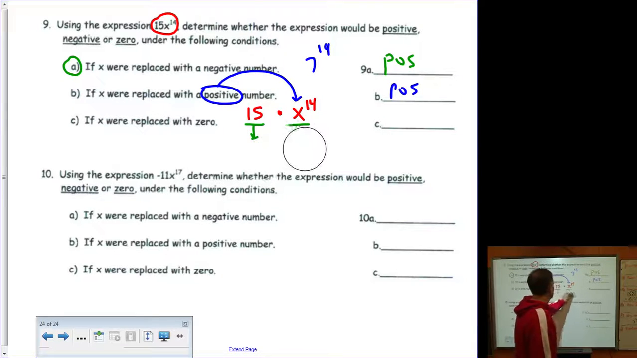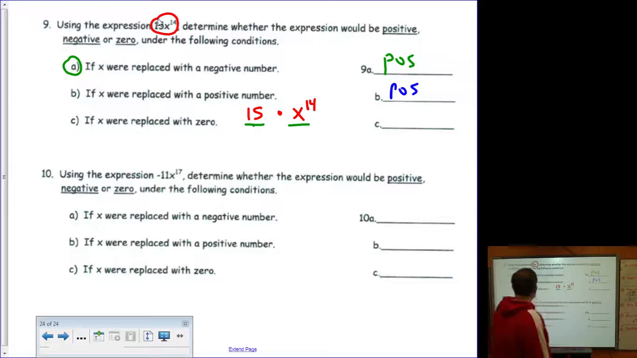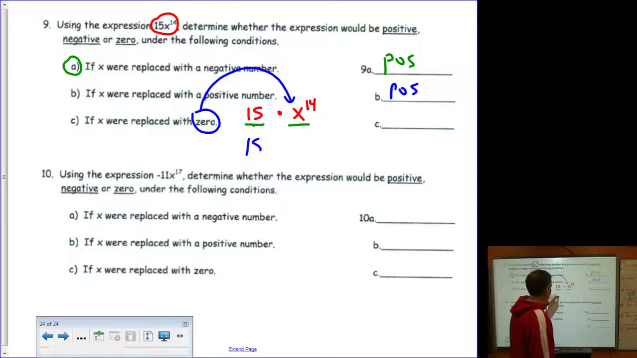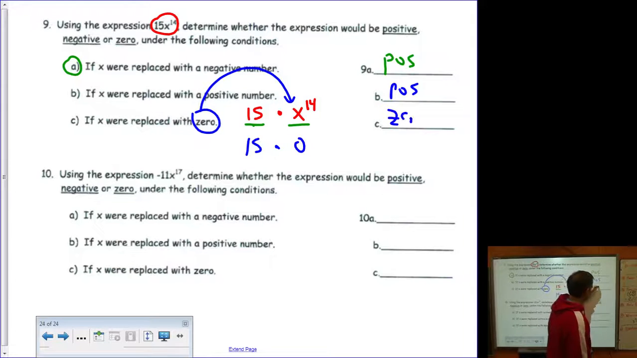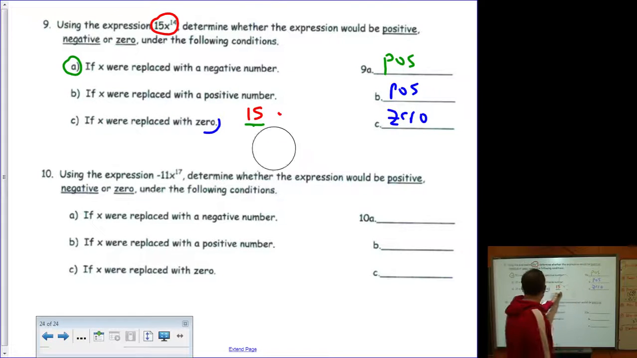And this leaves us with just the 0. So if you replaced x with 0, now you'd have 15 times 0, because 0 to the 14th power would be 0, and 15 times 0 would be 0, and the result would be 0. All right, let's look at number 10.